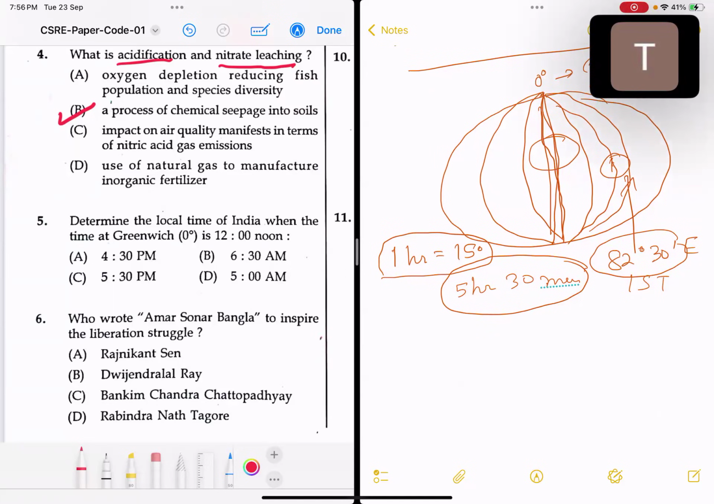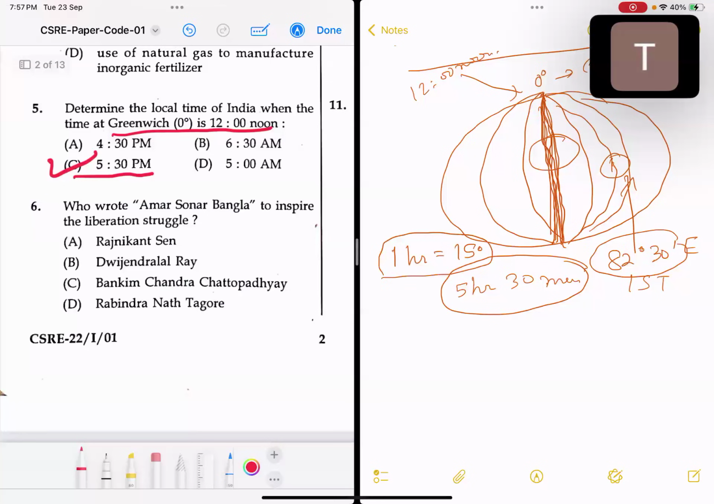Because India is lying on the eastern part, the sun will come up first. The question given is at 12 noon. By the time it is 12 noon in Greenwich, it will already be afternoon in India. So when it is 12 noon at Greenwich, it will be 5:30 p.m. in India. So the correct option is C.